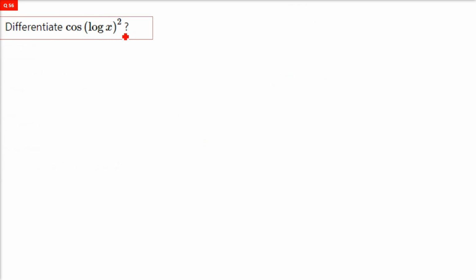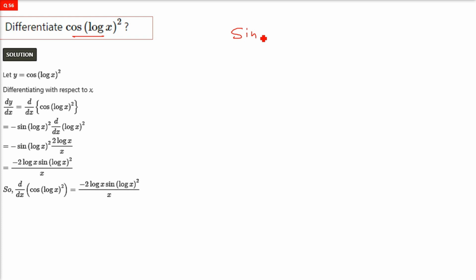Same thing with just a small twist. There is no special thing here. The differentiation of sine theta is cos theta. The differentiation of cos theta is minus sine. Sine differentiates to cos, cos to minus sine, remember. So we have sine log x whole square.